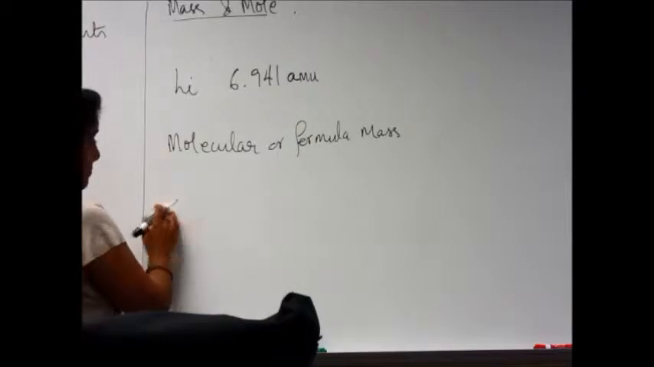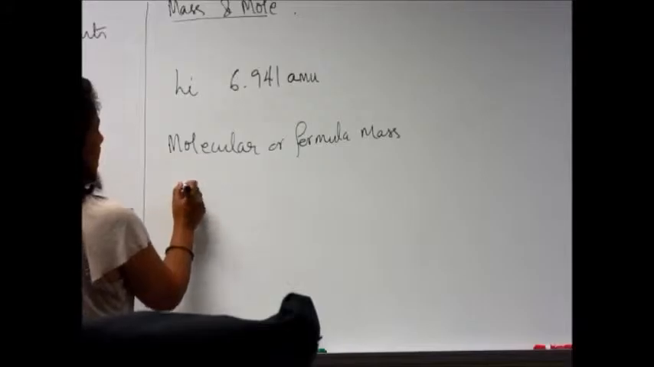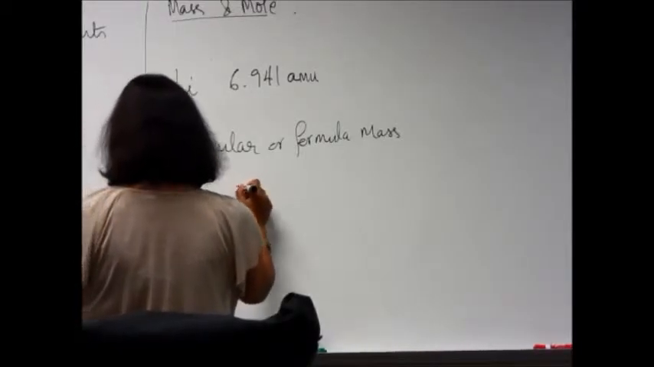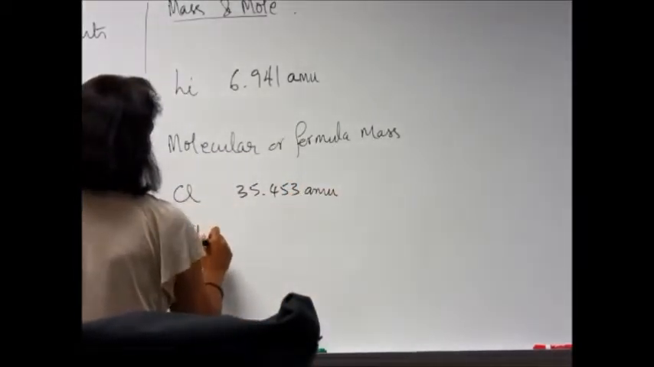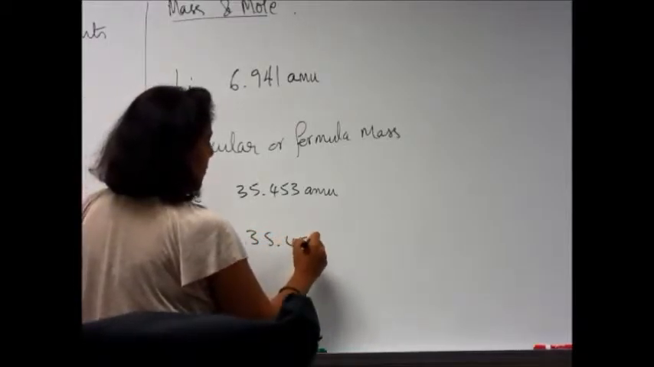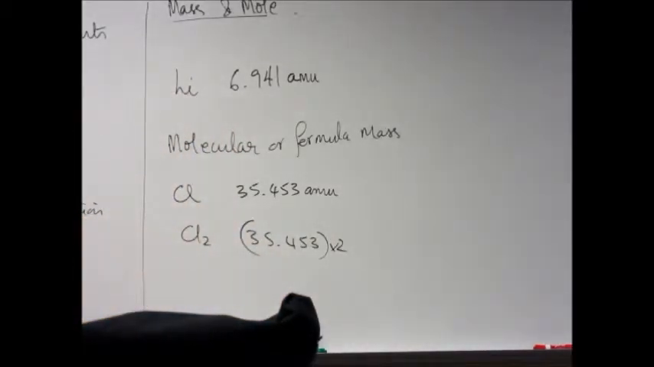Now, for a molecular formula or a formula mass, things are a little bit different. If I have chlorine, the mass is 35.453 AMU, but for Cl2, the mass is not going to be this, because I have 2 atoms of chlorine. So if I have 2 atoms of chlorine, then it will be 35.453 times 2 AMU. That's why you need your calculators handy and ready, so you can do all of these things fast.